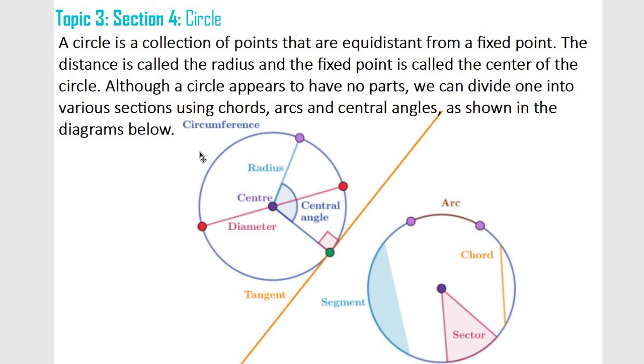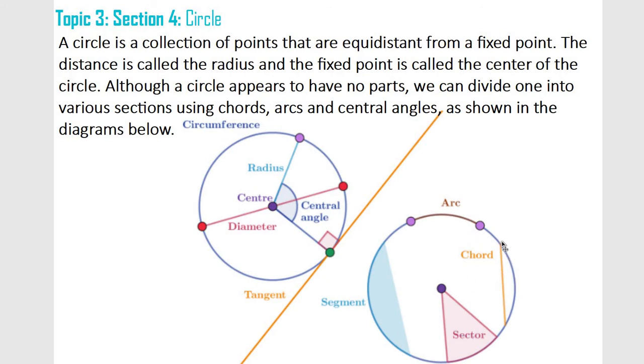Your circumference is the perimeter around it. A tangent line hits the circle in one point. You have a segment of a circle. That's the shaded part. So think of it like a chunk, cutting a piece off. An arc is where you are cutting off just a piece of the perimeter, so not part of the area. The segment is part of the area.